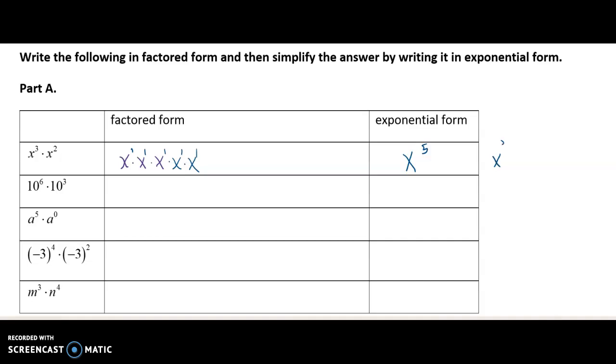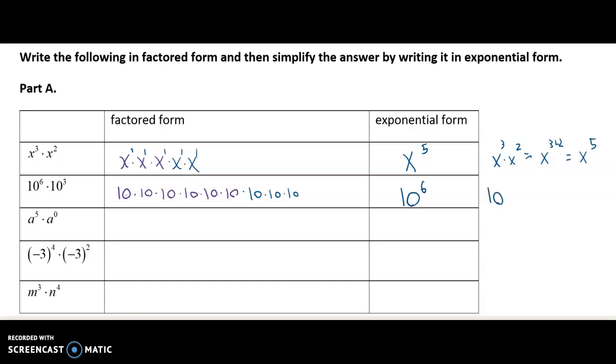Note, x to the third times x squared is x to the 3 plus 2, x to the fifth. Here we have 10 to the 6 times 10 to the third. We have 10 times 10, write it out 6 times. And for 10 to the third, write it out 3 times and then collect them. 1, 2, 3, 4, 5, 6, 7, 8, 9. We have 9 factors of 10, so it's equal to 10 to the 9th.